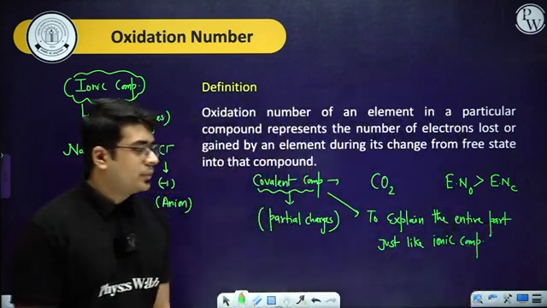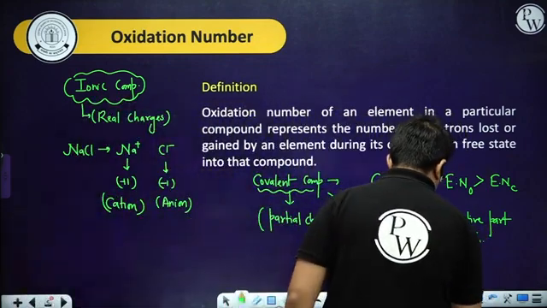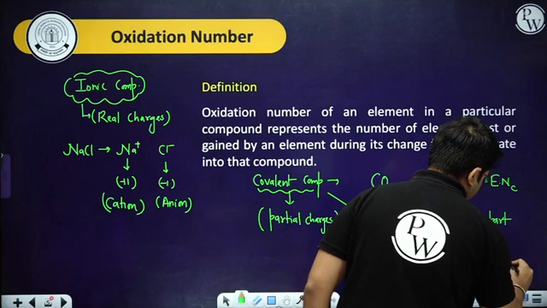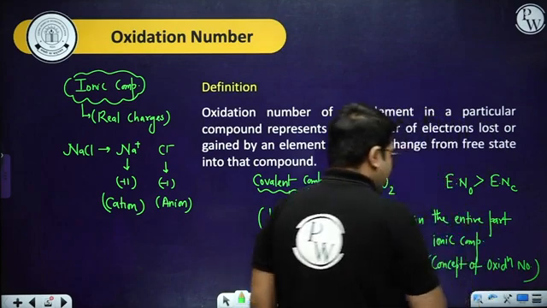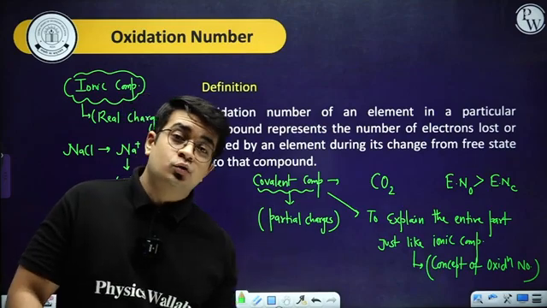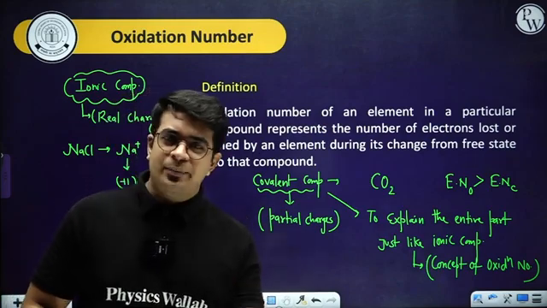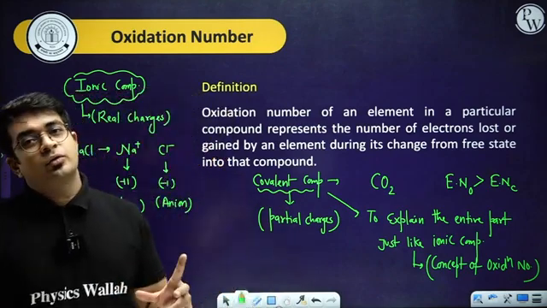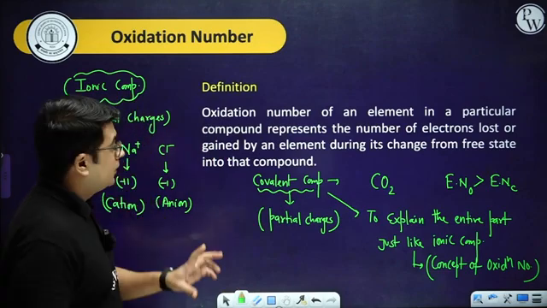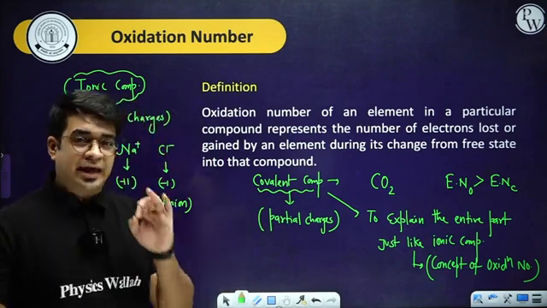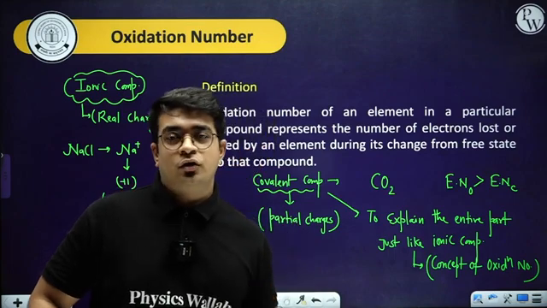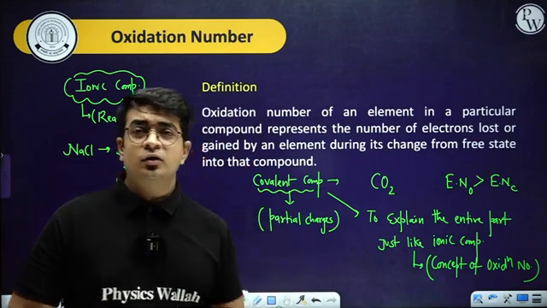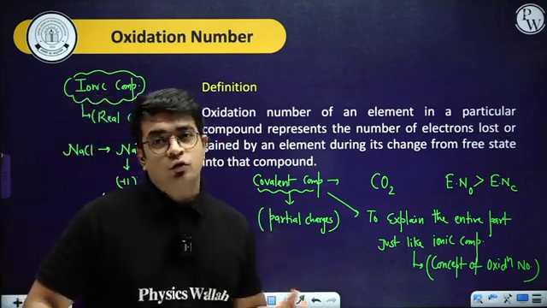So to explain the entire part just like ionic compounds, we use the concept of oxidation number. Again, oxidation number never talks about the actual charge in case of covalent compounds. It's a hypothetical situation when we consider covalent compounds to behave like ionic compounds. Then only you can represent the entire part. Generally, the oxidation number of a particular element in any compound talks about the number of electrons lost or gained by that atom to form a bond or a particular compound.